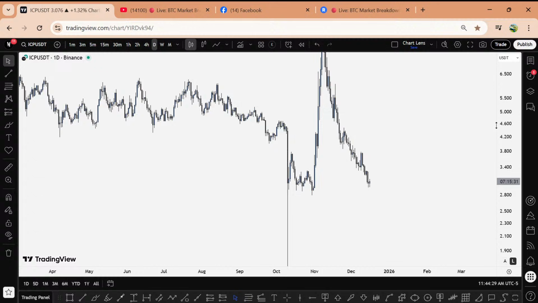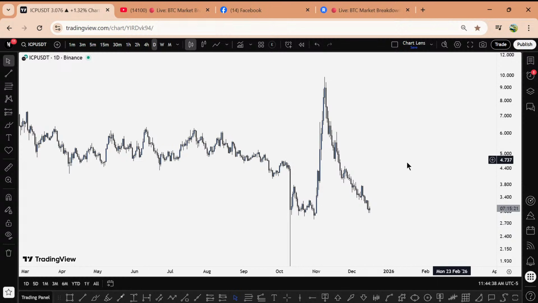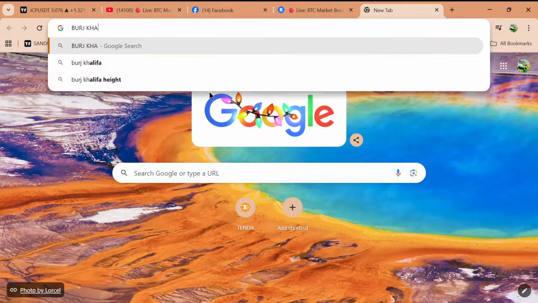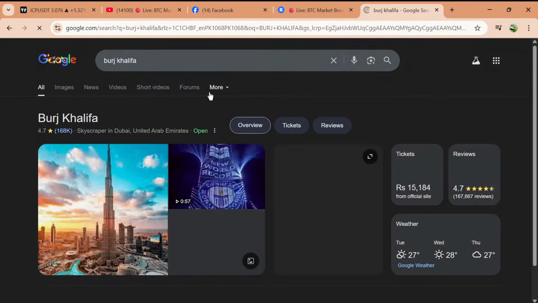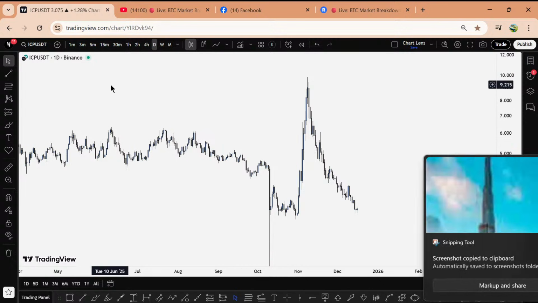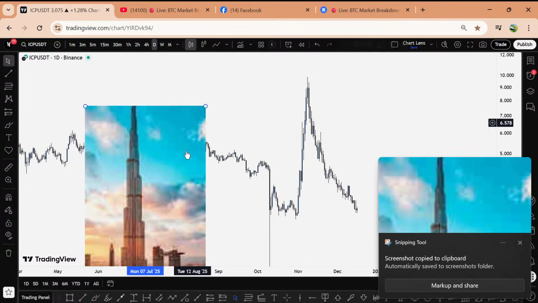Okay. So, guys, one thing you make sure of here: from here it pumped all the way to upside. In just 9 days it pumped around 50%. Now if you see this one, look at this. This is a Burj Khalifa. This is the same pattern. This pattern is called Burj Khalifa.